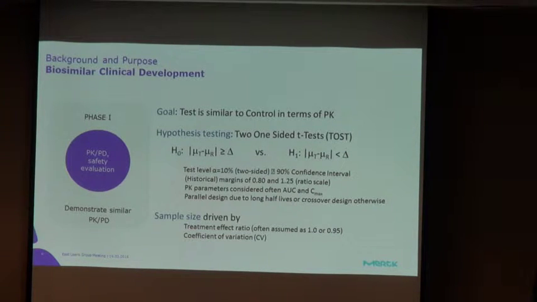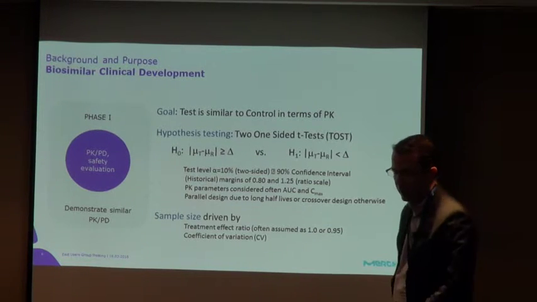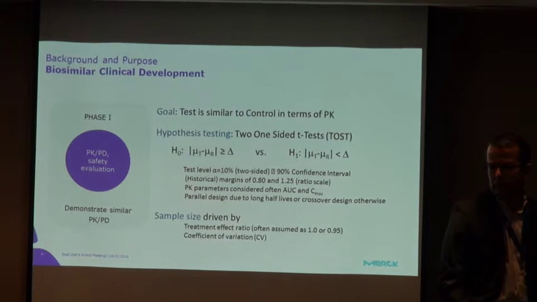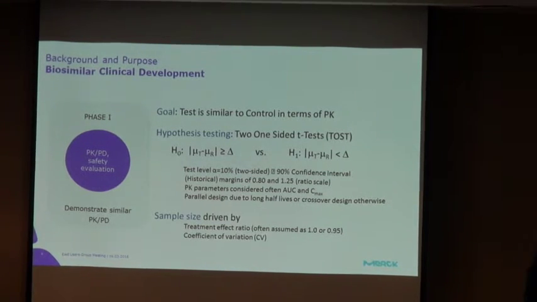Now, I was saying we might have both crossover and parallel design. In general, you come to parallel design when you have long half-lives of the product, or you go to crossover otherwise. Your sample size is going to be driven by the treatment effect ratio, and it's often assumed as 1. And then if you want to be a bit more conservative to ensure some level of success, you're going to take a more negative, or a more perceived negative, expected value of your ratio and take 0.95. And obviously, the sample size is dependent on the level of variability, with the coefficient of variation when you look at the ratio.